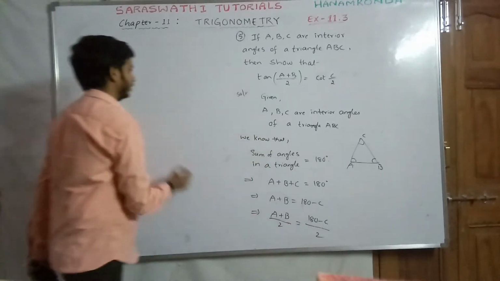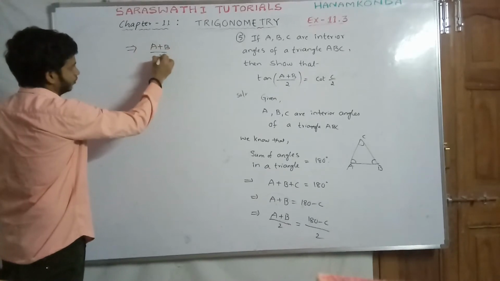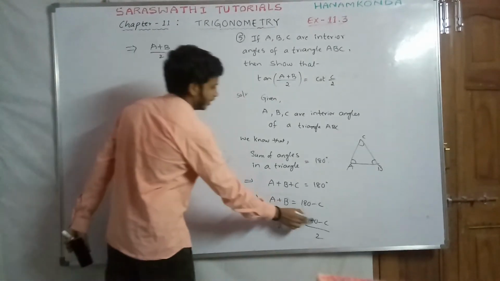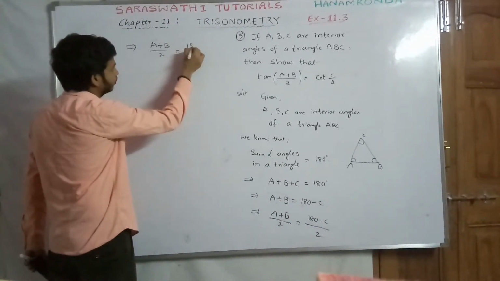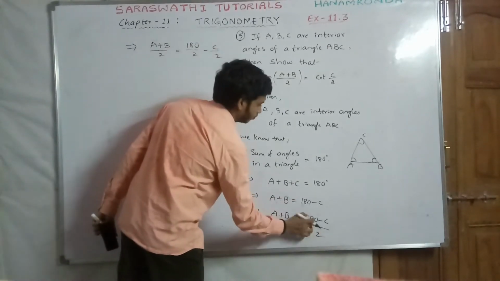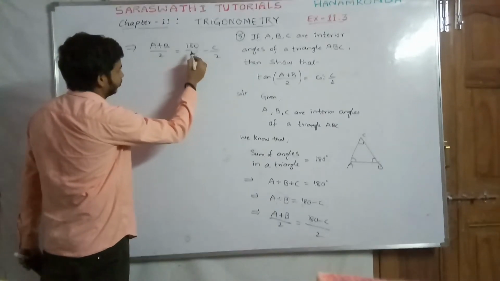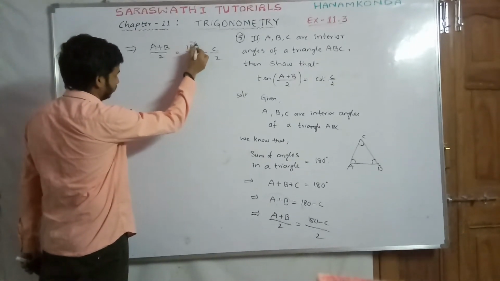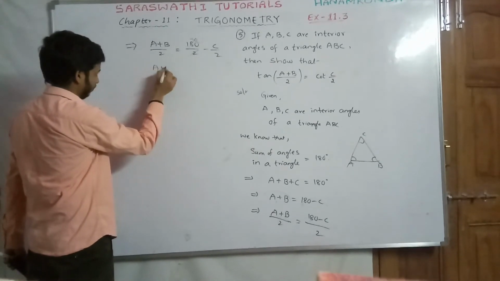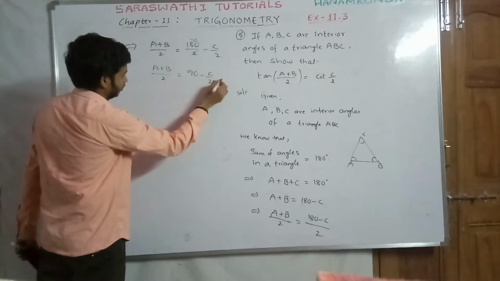So it implies that (A plus B) by 2 equals (180 minus C) by 2, that means 180 by 2 minus C by 2. So split the denominator 2 to both 180 and C. That means 180 by 2 minus C by 2. So 180 by 2 is 90. So it implies that (A plus B) by 2 equals 90 minus C by 2.